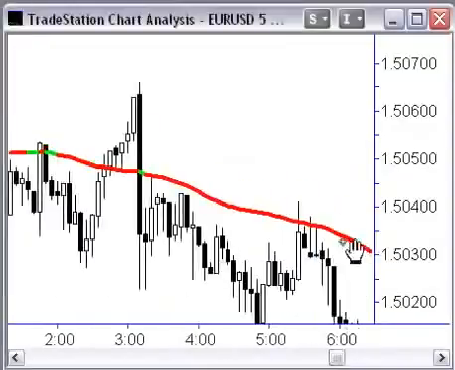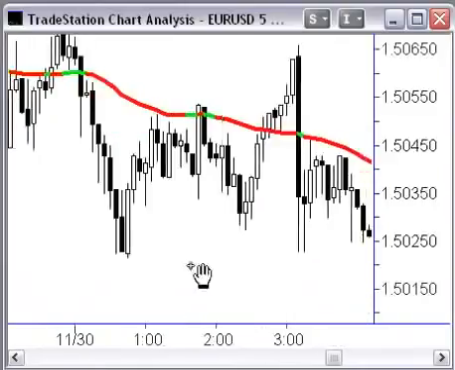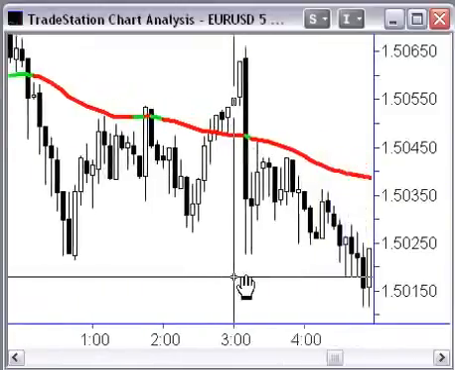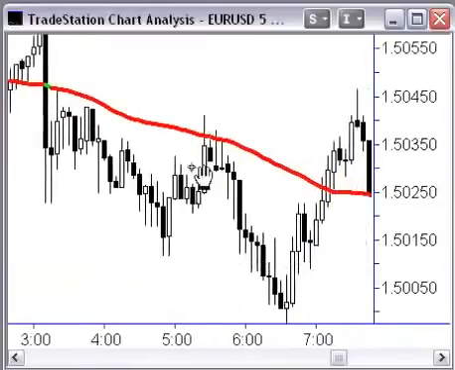But to finish this up, you see what's interesting here is we get a nice move up. All of this is just noise as far as direction goes. Then we finally get a follow through to the downside.